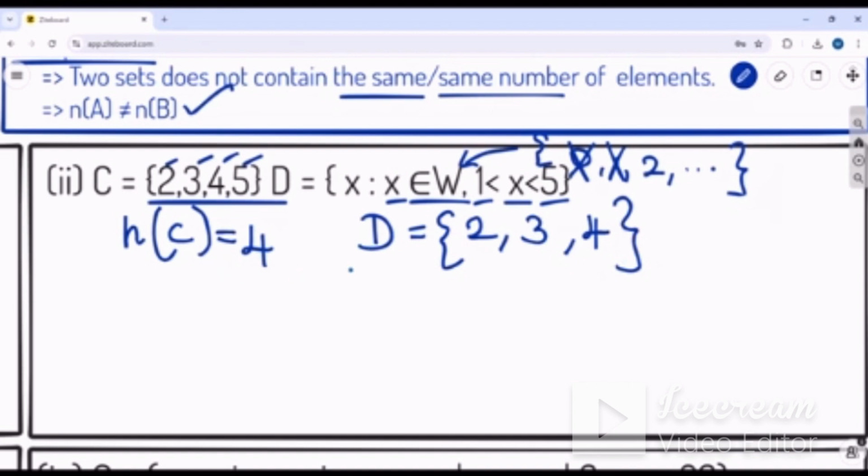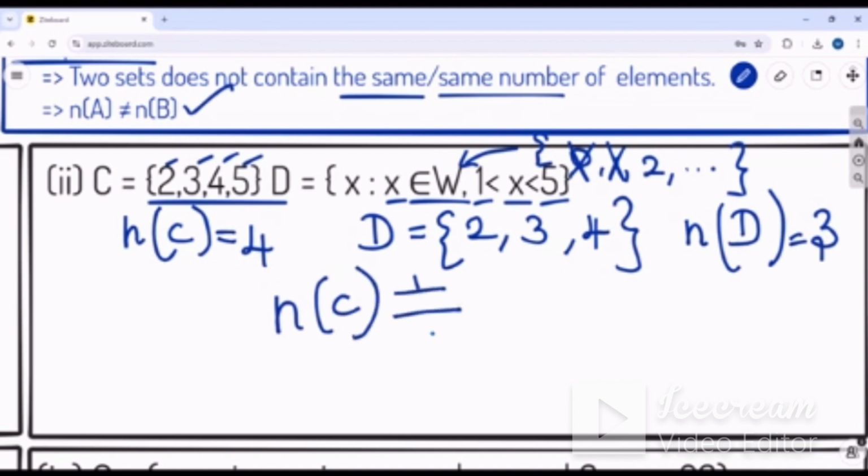And now if you could see, it is 2, 3, 4 and n of D is equal to 3. So now n of C is not equal to n of D. So it can't be equal, it can't be equivalent.